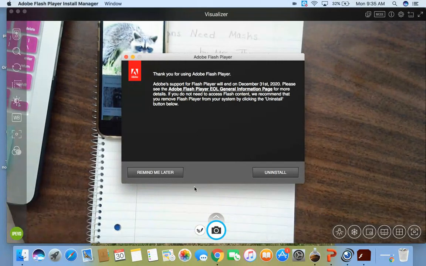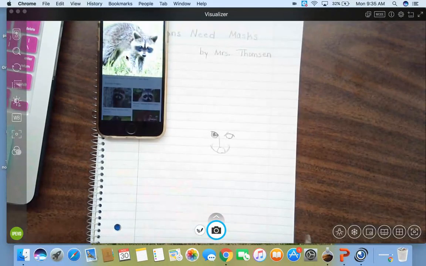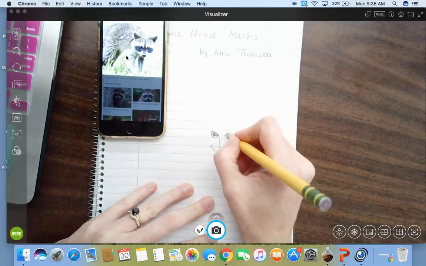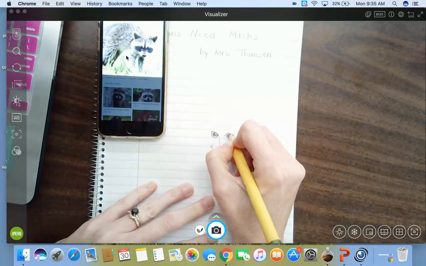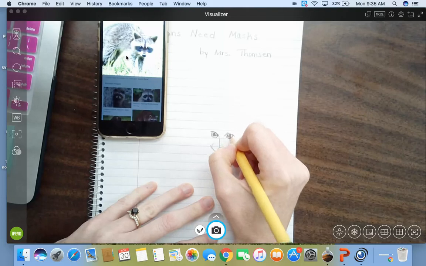Whoops! I couldn't even see what was going on. This crazy thing popped up. Okay, make it go away. So there's my raccoon so far. Okay, we're going to give him another little cute eyeball right here. He might be a little cross-eyed. We might have us a cross-eyed raccoon, but it's going to be alright.